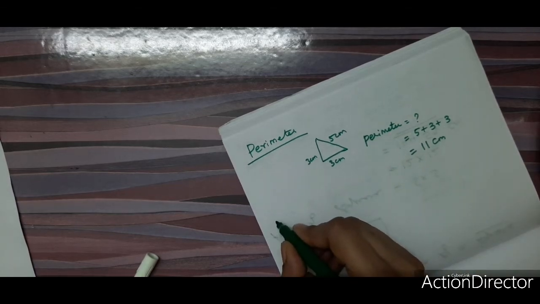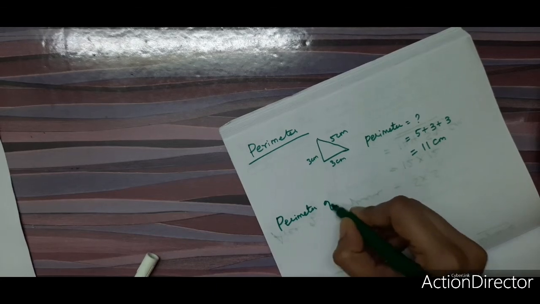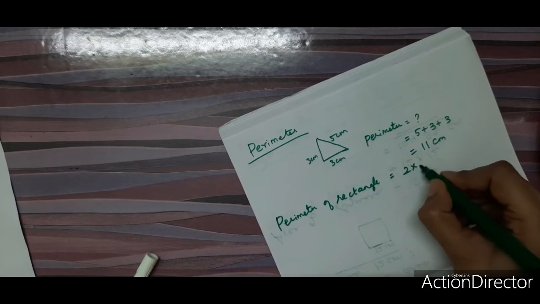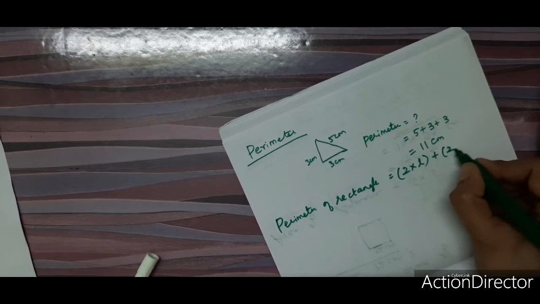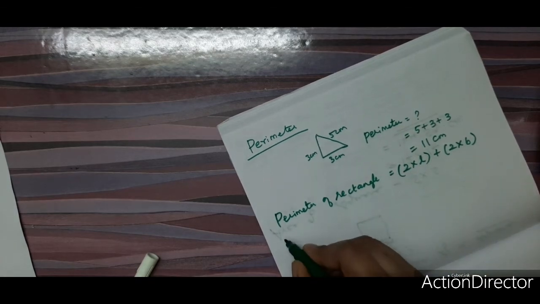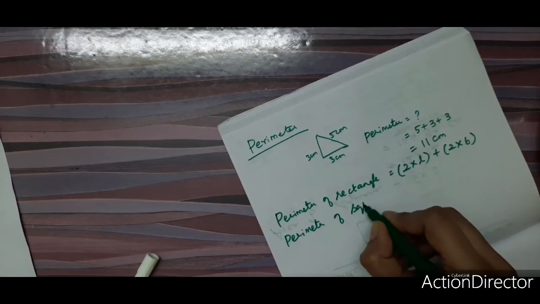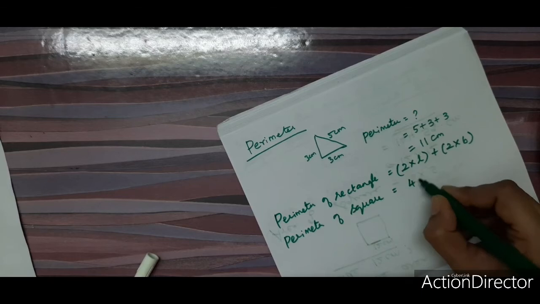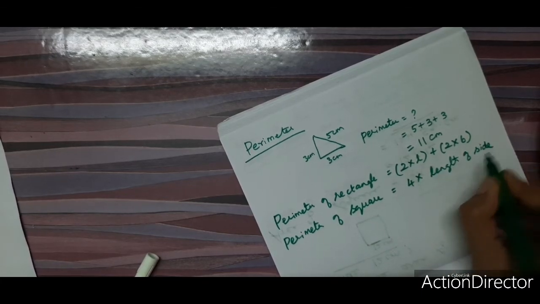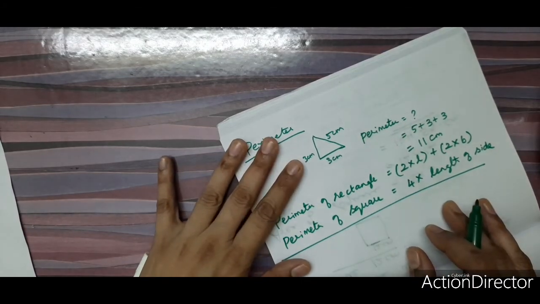Suppose you want to find the perimeter of a rectangle. Perimeter of rectangle, you will use the formula 2 into length plus 2 into breadth. So this is the formula for the perimeter of a rectangle. And similarly the perimeter of a square is 4 into length of side. 4 into length of side. So this is all about perimeter. These are the things we studied in perimeter.